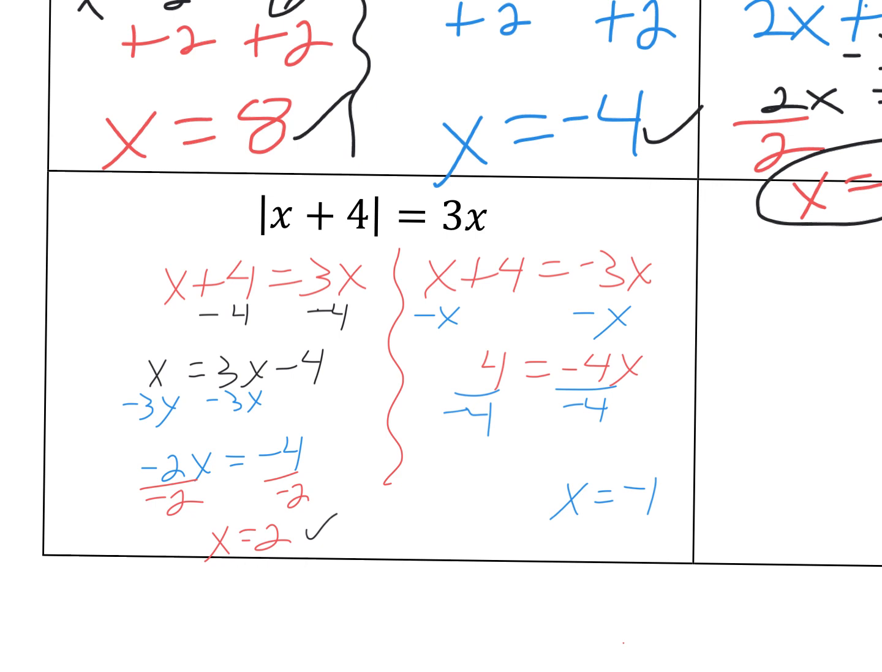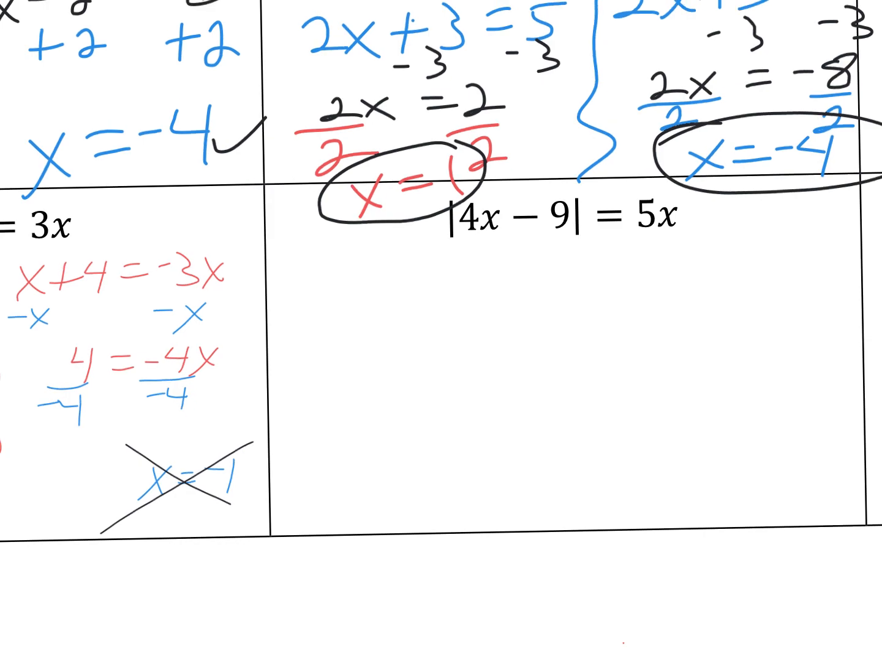Okay, let's try negative 1. Negative 1 plus 4 is positive 3. The absolute value of 3 is 3, but over here 3 times negative 1 is negative 3, so that is not going to be true, okay? So our only solution for this one would be 2, because negative 1 would not work out, okay? All right, let's move on to the next one.